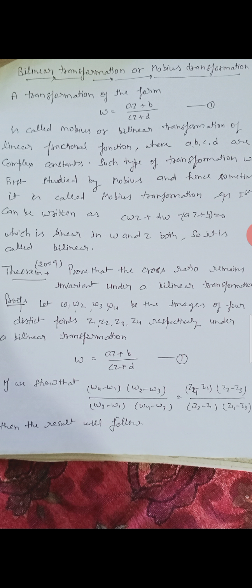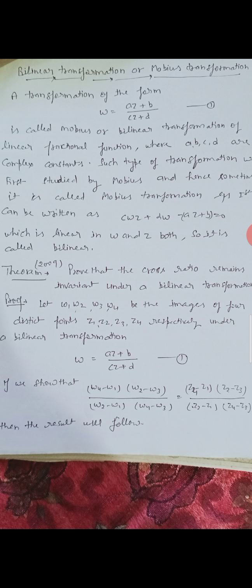equation. And the above equation can be written as CWZ plus DW minus AZ minus B is equal to 0, which is linear in W and Z both, so it is called bilinear. Now we see the theorem. Prove that the cross ratio remains invariant under a bilinear transformation.